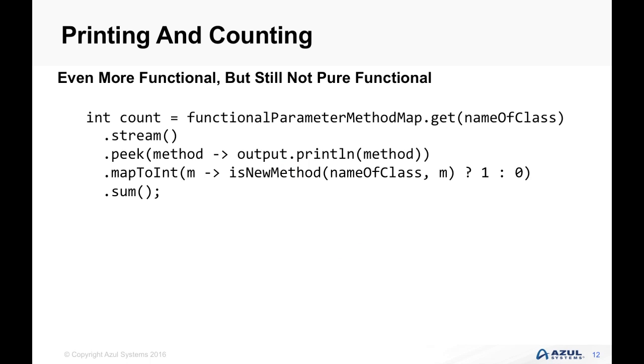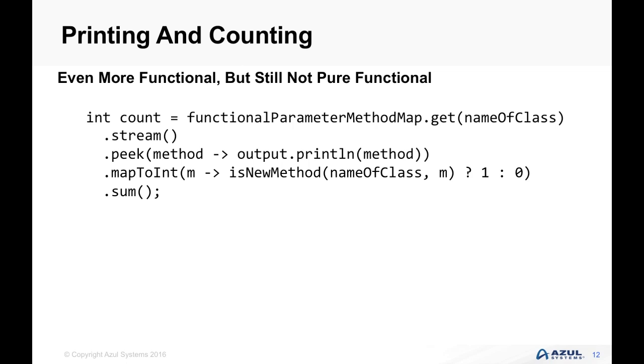So, third attempt. Now I thought, right, what I'll do is use another method, which is very handy, which is peek. Peek allows you to look at the elements of the stream as they go past. Very useful for debugging, because you can actually print out what's in the stream so you can see things as they happen. But in this case, what I'm doing is simply printing out the name of the method. So that's all good. I've done the printing of the method.